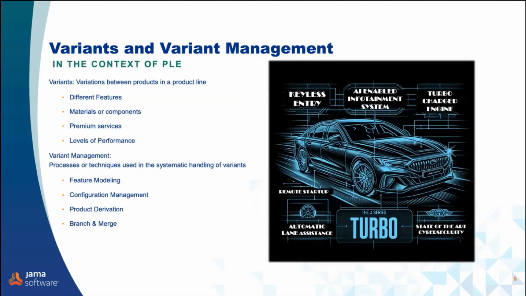So what are variants, and how do you manage those variants? Along the same pathway, we will refer to variants as basically anything that would vary from product to product within a product line. And that could include some of the examples below, like different features, premium services, levels of performance, different components that you might have, kind of like what you see on this ad for the J Series Turbo.